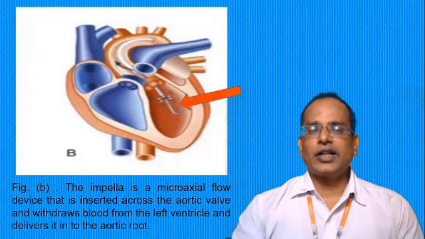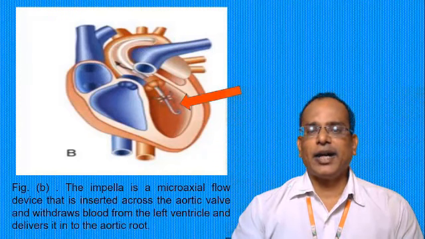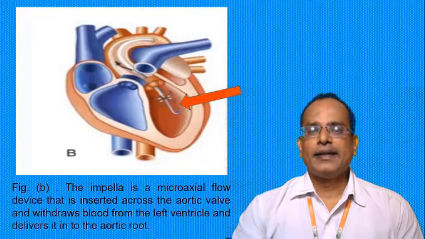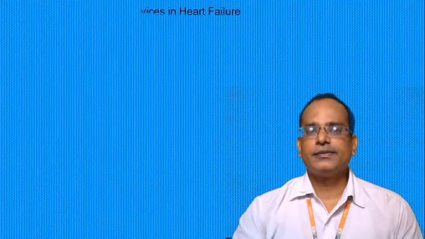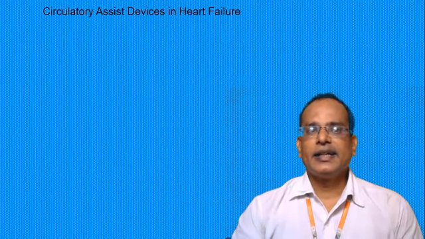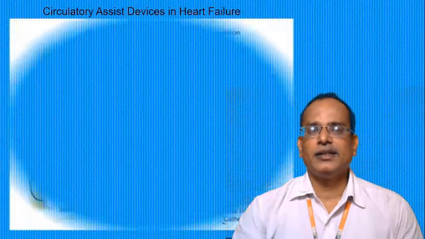Here the arrow mark shows that the Impella is a microaxial flow device. You can see it in figure B, indicated by the red arrow mark, inserted across the aortic valve and withdrawing blood from the left ventricle and delivering it into the aortic root. Now we are going to see the circulatory assist device in heart failure, how the IABP is used.